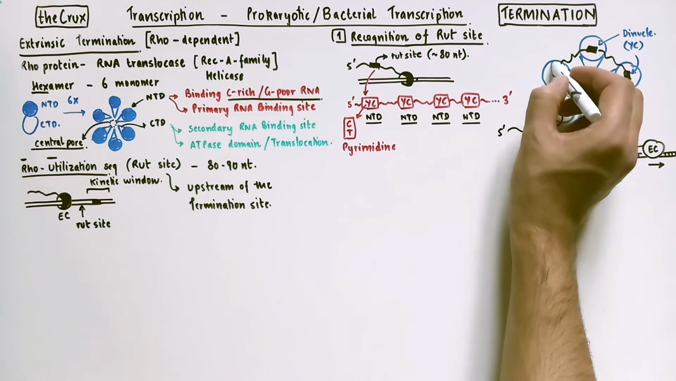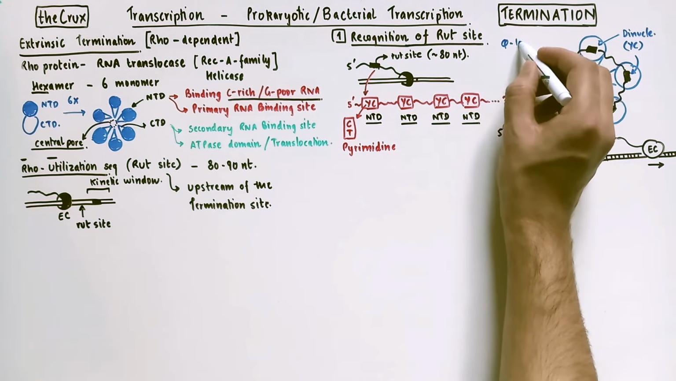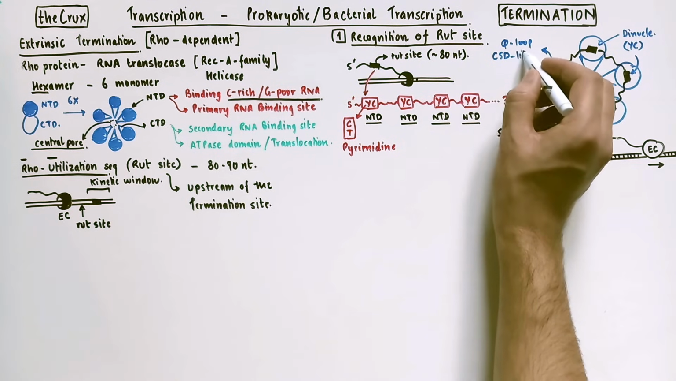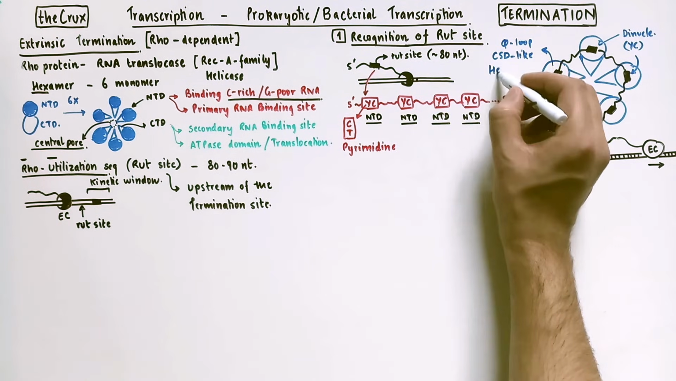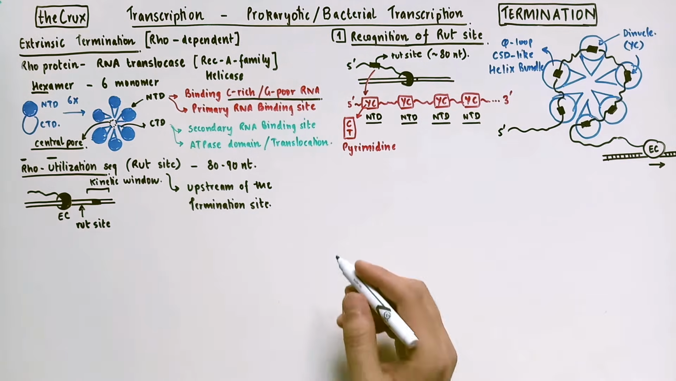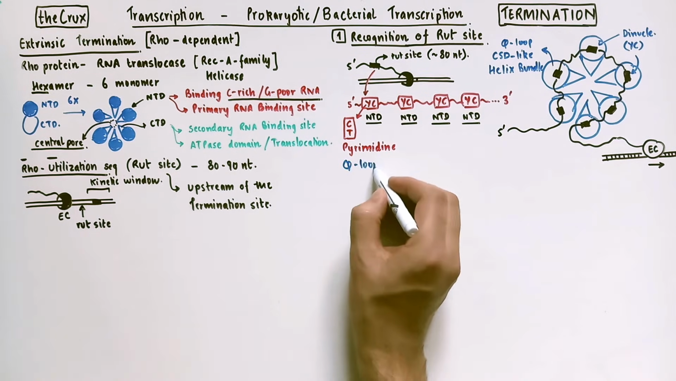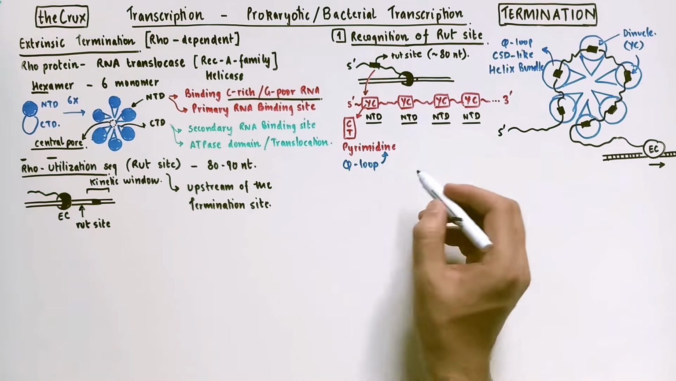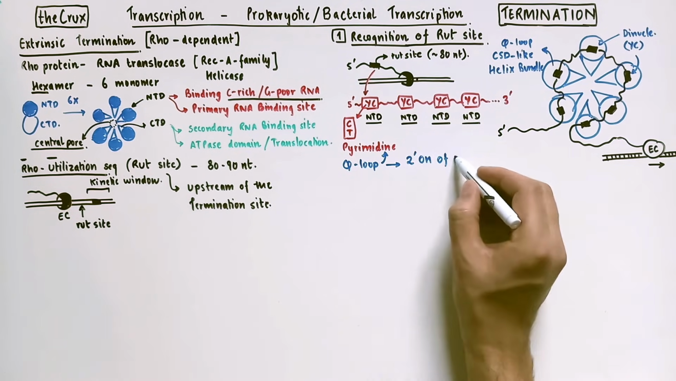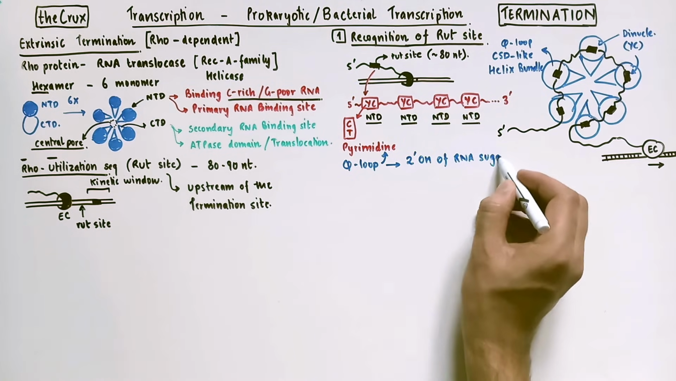Something very special about the N-terminal domain is the presence of specific amino acid residues, like Q-loops or cold shock domain units, or some helix bundles that are involved in this dinucleotide-specific binding. The Q-loop in particular is very important, because it likes to bind these pyrimidines. And it also looks for the 2' hydroxyl of the RNA sugar, for specificity.